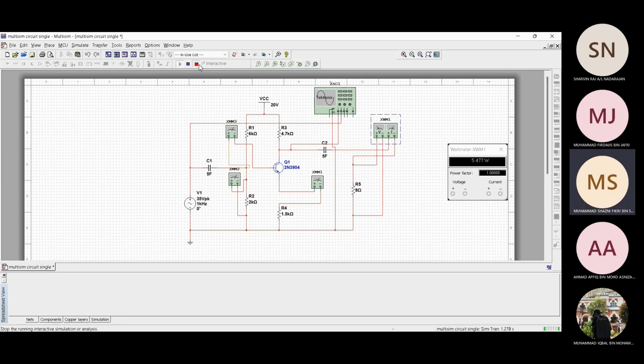The requirement asked for in this assignment is that the input must be 300 to 3000 hertz. So we choose 1 kilohertz, and for the output speaker, we indicate an 8 ohm resistor. So we get an output power of 5.477 watt. So this matches our requirement in the assignment.